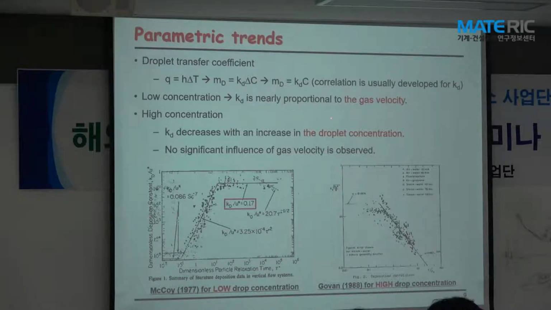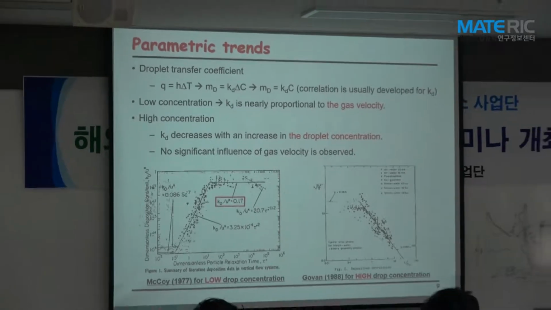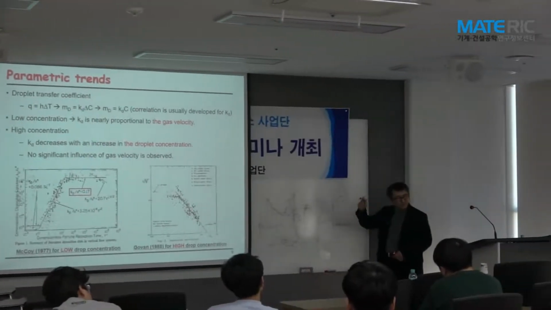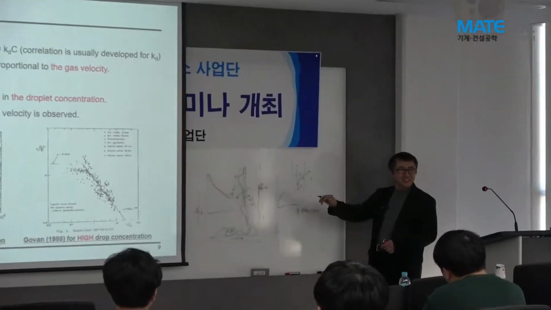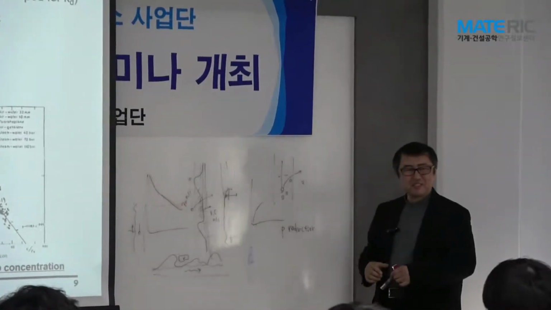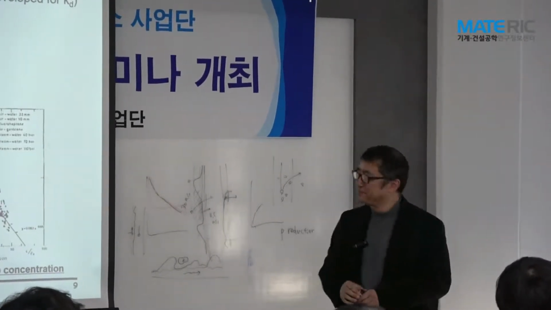Okay. And this one is similar to this. The big assumption is that the deposition rate is proportional to the droplet concentration. Very simple assumption. If there are 10 droplets, 3 droplets are deposited. 10, 3. If 20, 6. 100, 30. This is a very simple assumption. But measurement results do not agree with this simple assumption.